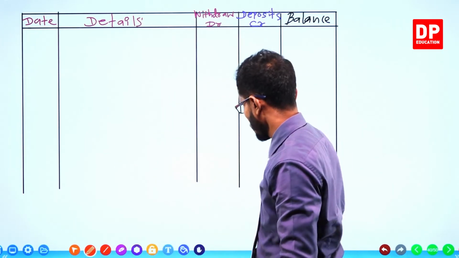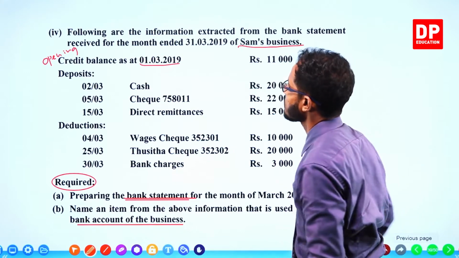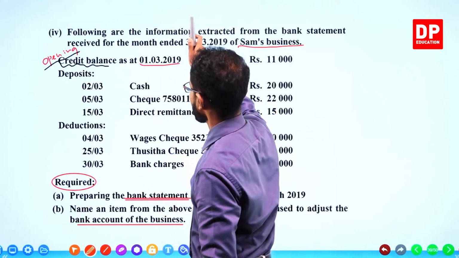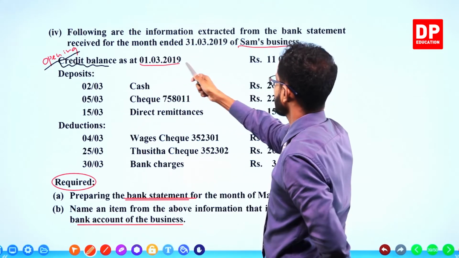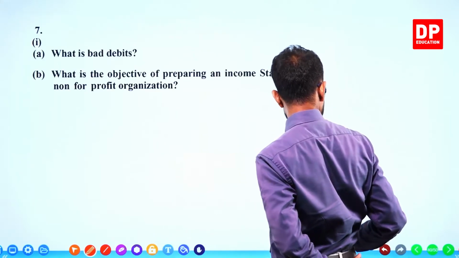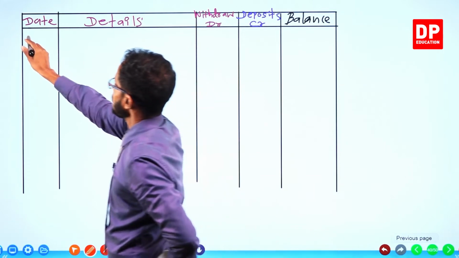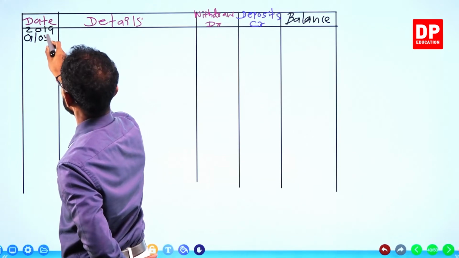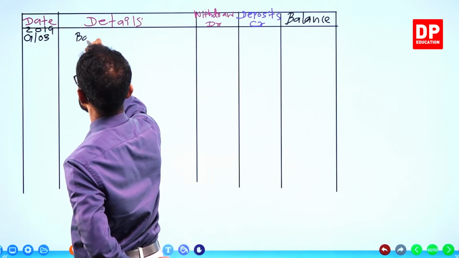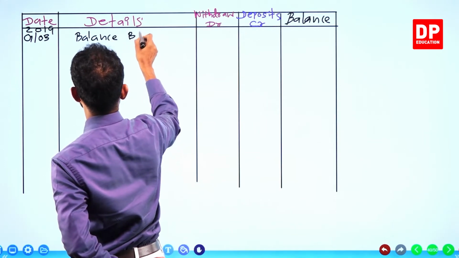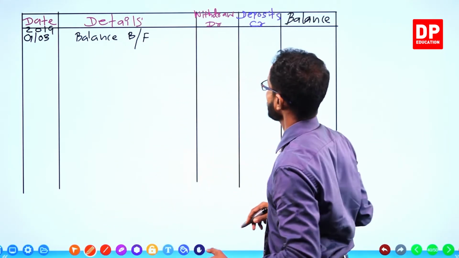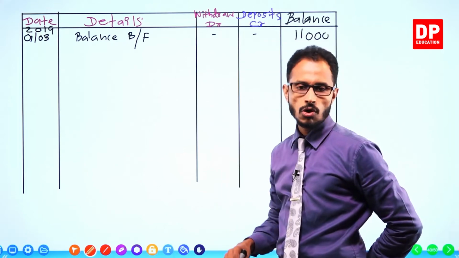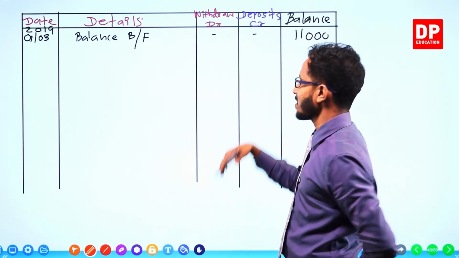Where is the opening balance? Here is the opening balance. It's a credit balance. 1st March 2019, 11,000. The description is balance brought forward. No debit entry, no credit entry. 11,000 goes straight to the balance column.